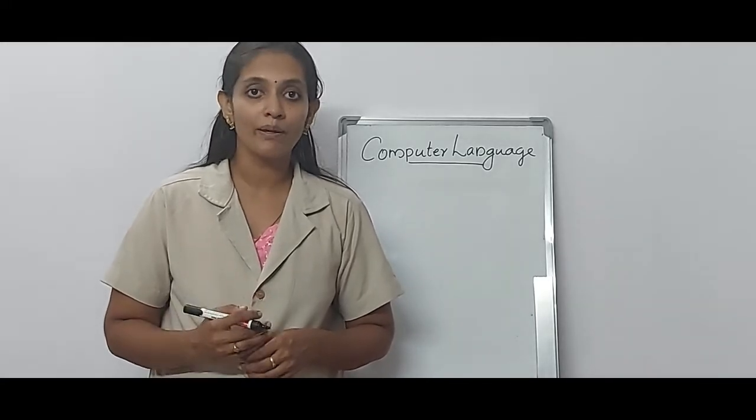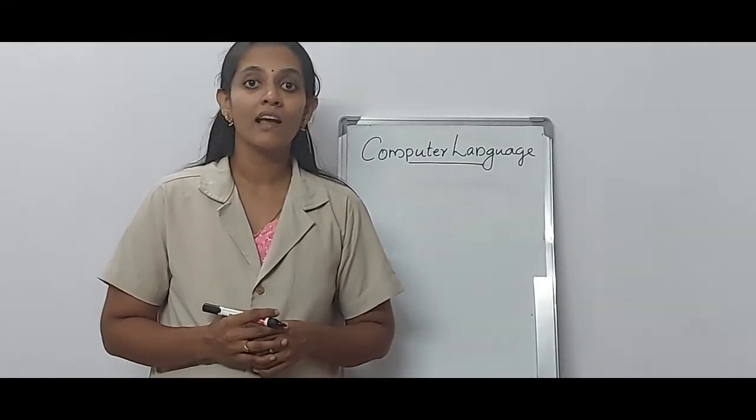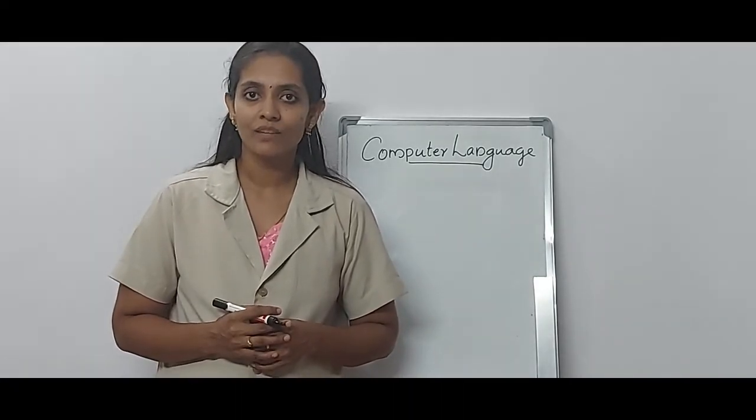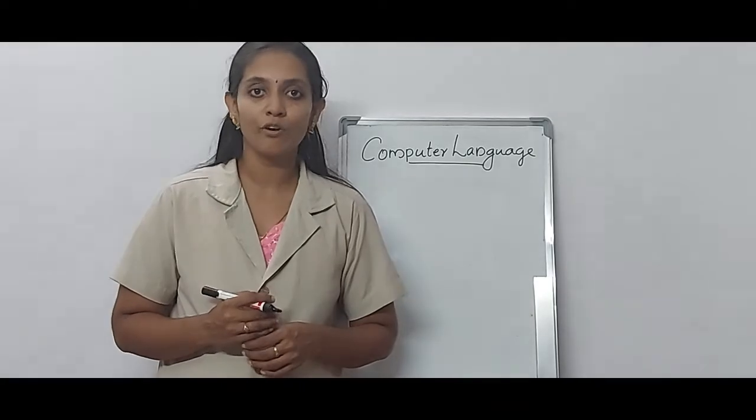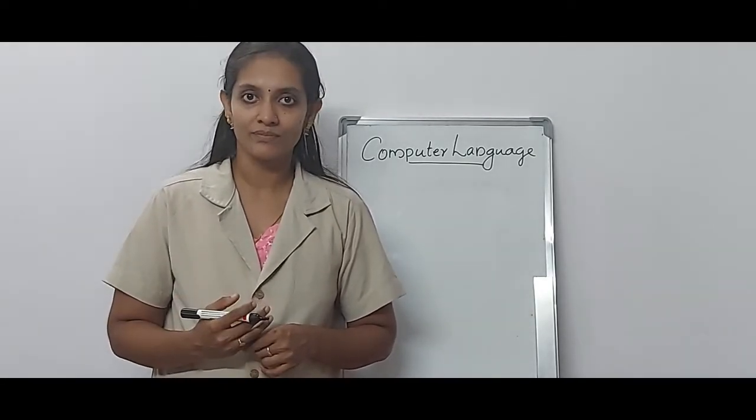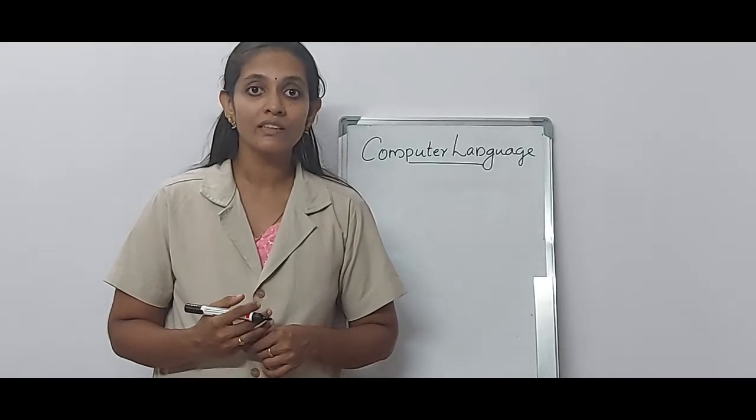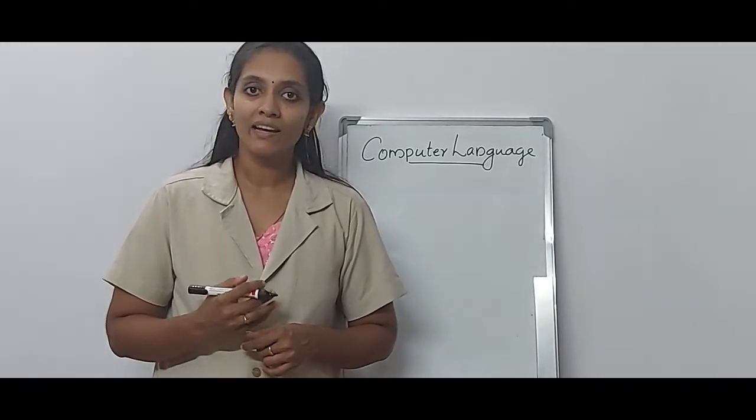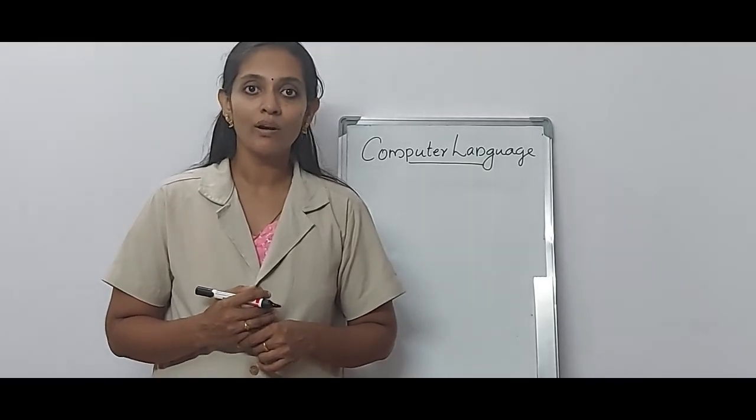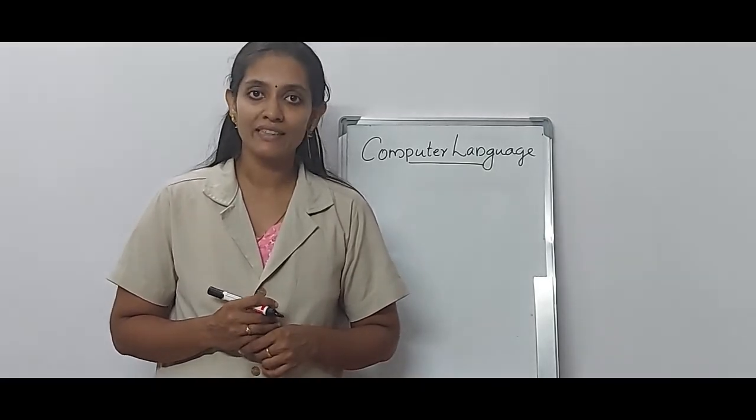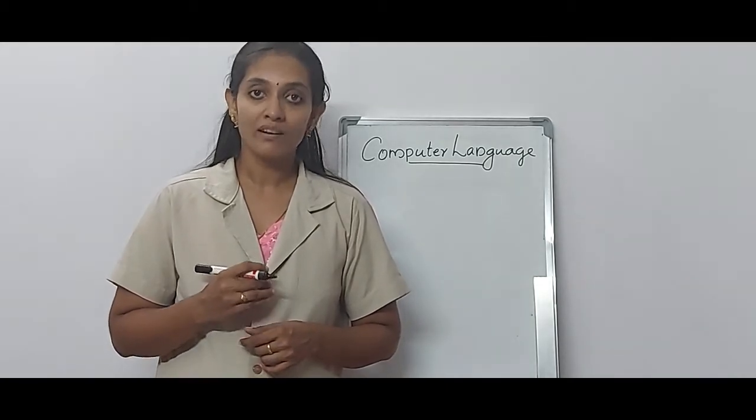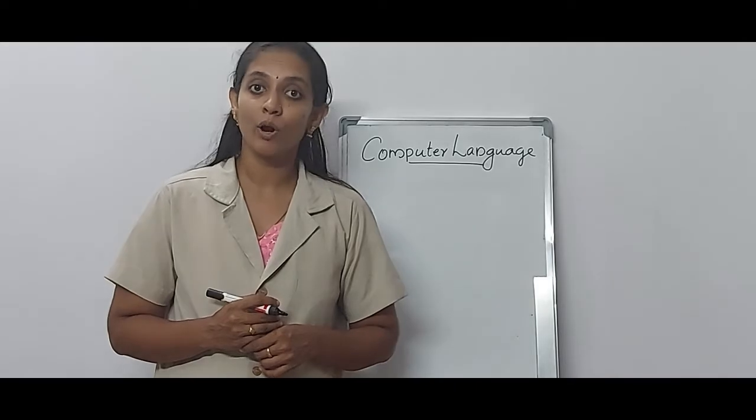So the second topic in this chapter is computer language. What is a language? A language is the medium for communication. To communicate with computer, we need a language that can be understood by computer. That language is known as computer language or programming language. The process of writing a program is known as programming, and the people who write the program are known as programmers.